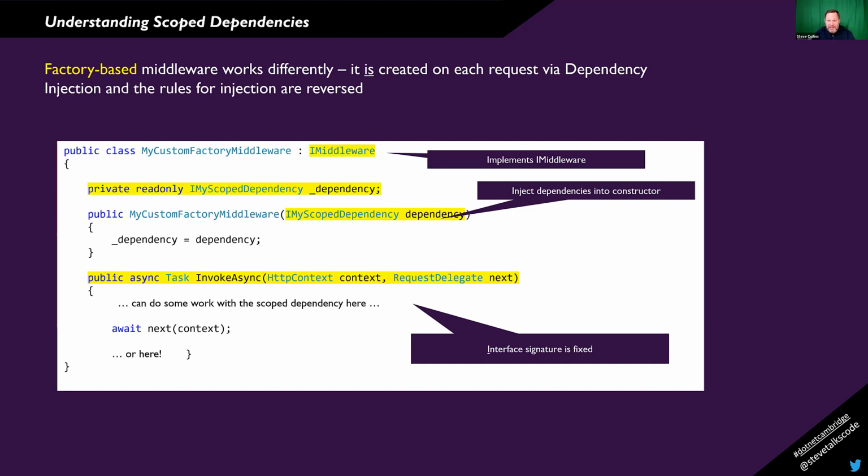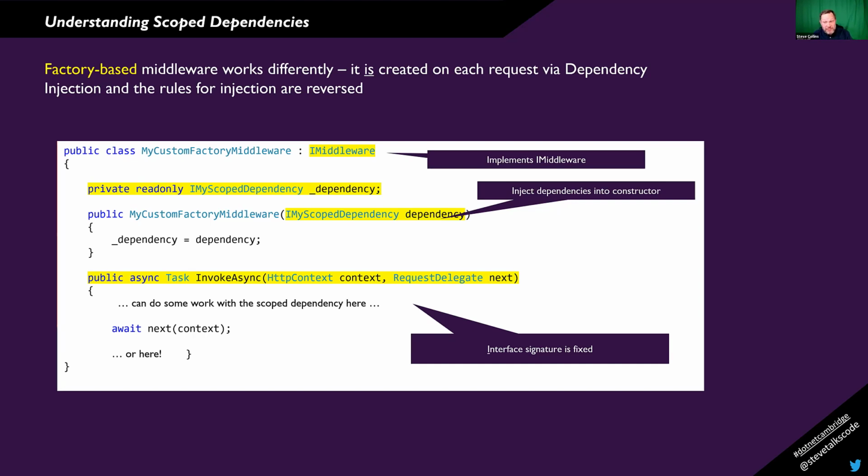So this time, the invoke async method has a fixed signature defined by the IMiddleware interface. Whilst we still get the HTTP context passed into it, this time the request delegate is passed in via the method and not the constructor. So given that the method has a fixed signature, we have to go back to the constructor to inject our other dependencies. What is different this time, though, is that the middleware instance is constructed by the DI container and not through some hidden magic using reflection behind the scenes.